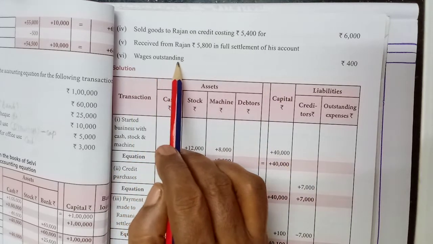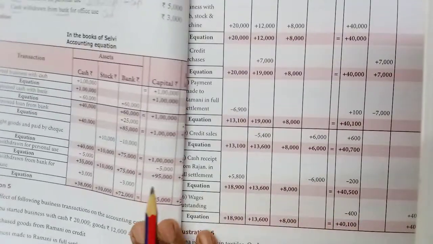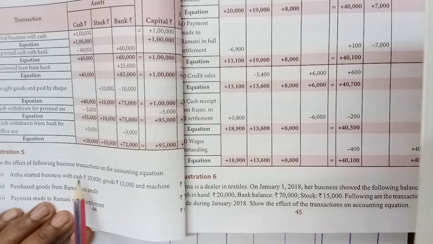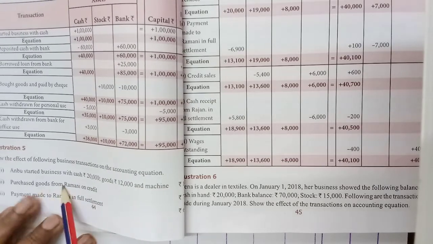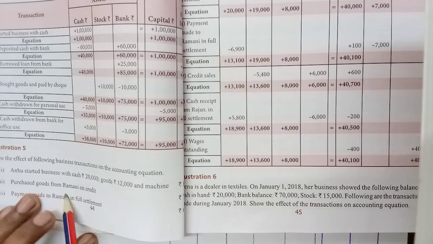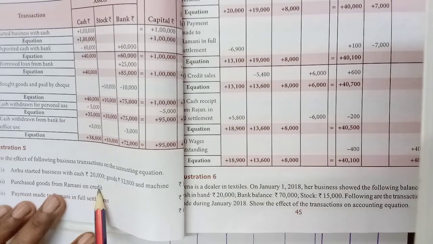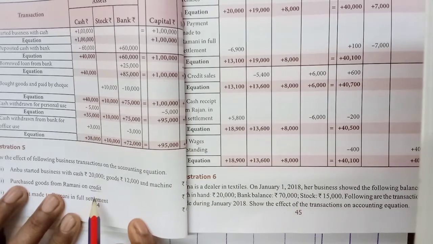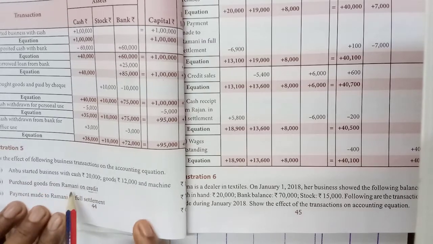Wages outstanding. Some different items are given here, so I will explain. Okay, this one. So here I have explained, isn't it? So cash, stock, machine we have to write. Then purchased goods. So stock is already there, isn't it? So stock. Then on credit means here who is coming? Creditors. Okay, purchased goods from Ramani, we have to write that as creditors, not simply Ramani.